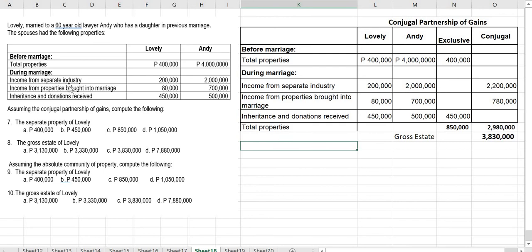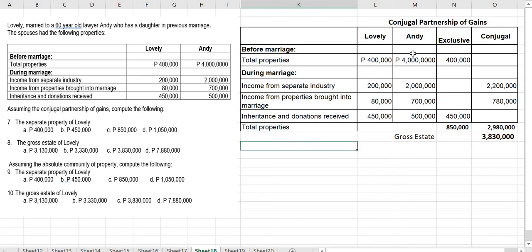First, we'll compute for the separate property and the gross estate of Lovely, assuming conjugal partnership of gains. Under conjugal partnership of gains, property before marriage would still be exclusive property. Since we're computing for the gross estate of Lovely, the exclusive property is only Lovely's property, which is 400,000. The 4 million of Andy is exclusive to Andy.